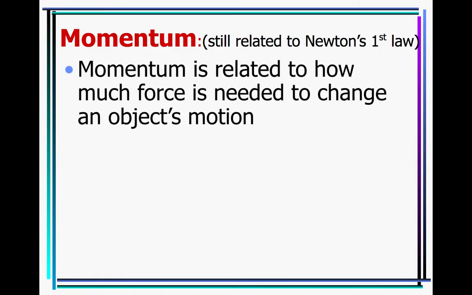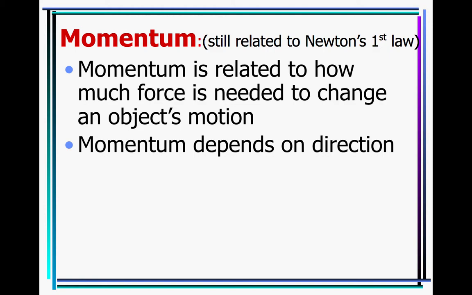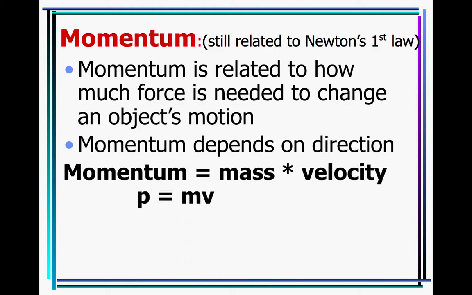Here it says momentum, okay? Momentum is related to how much force is needed to change an object's motion, okay? It's going to depend on direction, and here we have our equation for momentum, mass times velocity. So P is going to equal mv. So P stands for momentum, M is for mass, and V is for velocity.